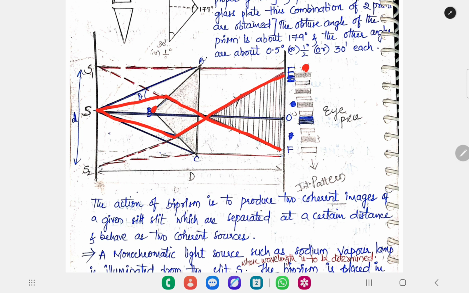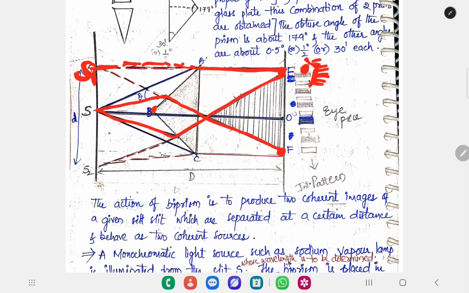So a person who is seeing from here, suppose this is an eyepiece, will see this pattern as if the light is coming from somewhere here. So this is S1, which is a virtual source. Virtual means not really there, that is just an assumption. It appears to be coming out from S1, but actually it is coming from S.